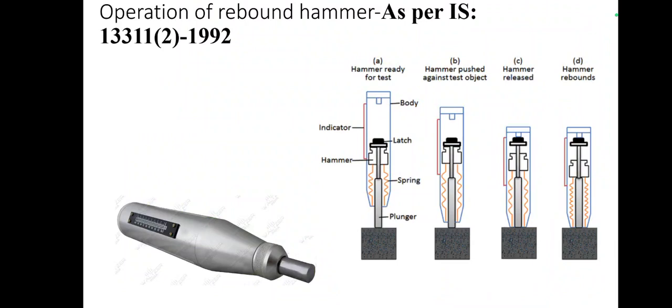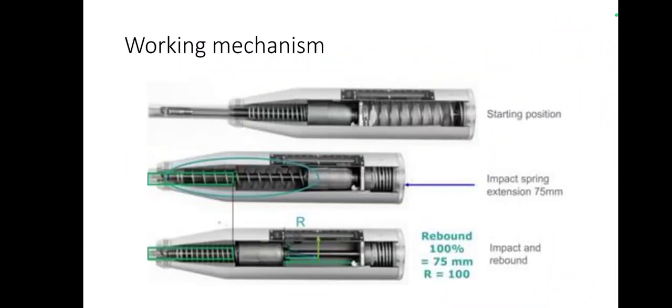This is another picture which clearly shows the working mechanism of the rebound hammer. Mainly the hammer and the springs connected to it play a major role. This is also another working mechanism, a 3D view, showing how the rebound hammer number is calculated.